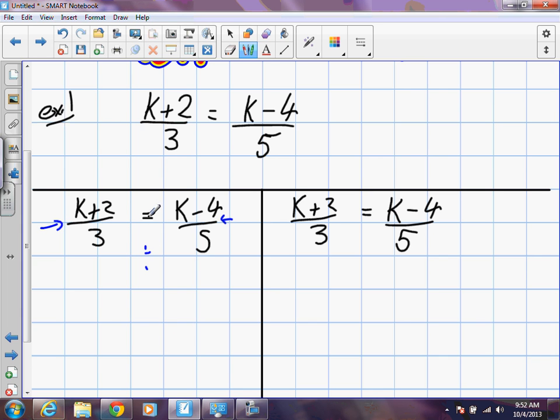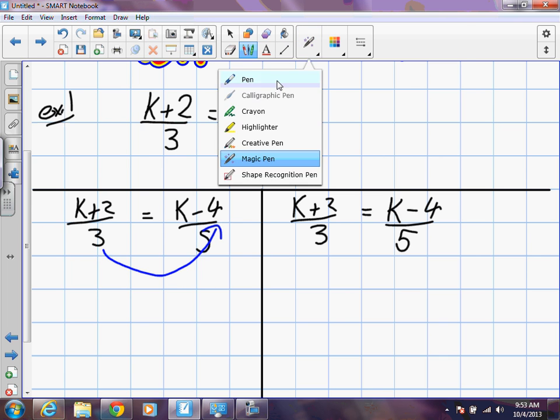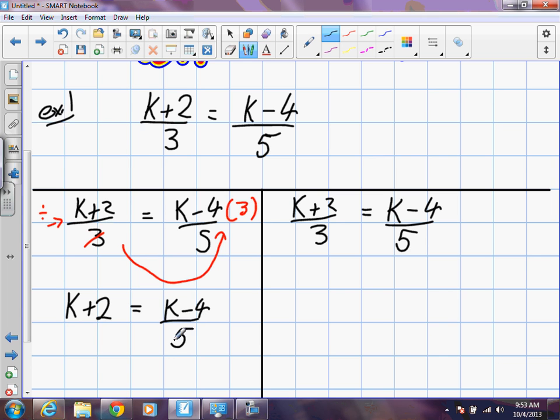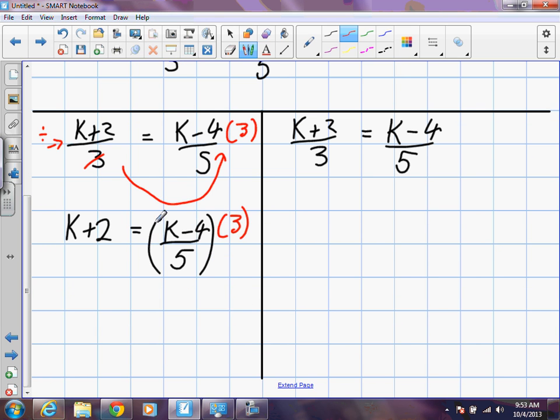So, in order to move a number, we need to multiply. So what we can do here is to move this 3 over, we would have to multiply by what value? 3, that's right, because this says divided by 3. So if I move the 3 over, this now becomes multiplied by 3. And the 3 on the bottom is eliminated. So we have k plus 2 is equal to k minus 4 over 5 times 3. And if you're stuck and you're not sure what to do here, you can distribute.